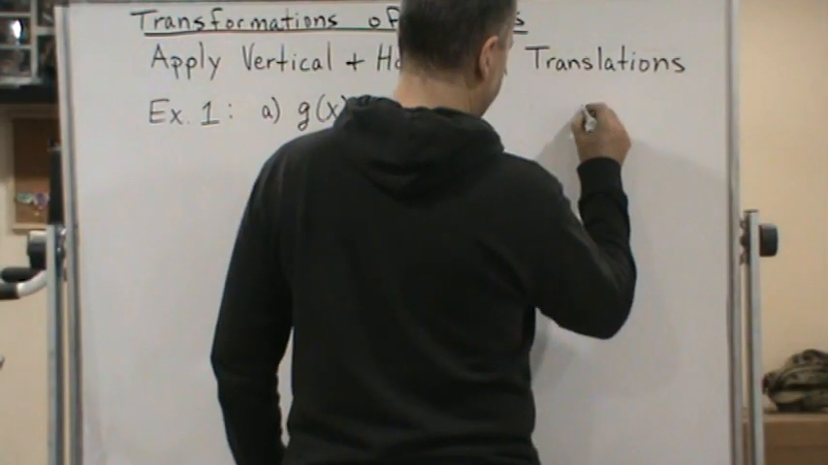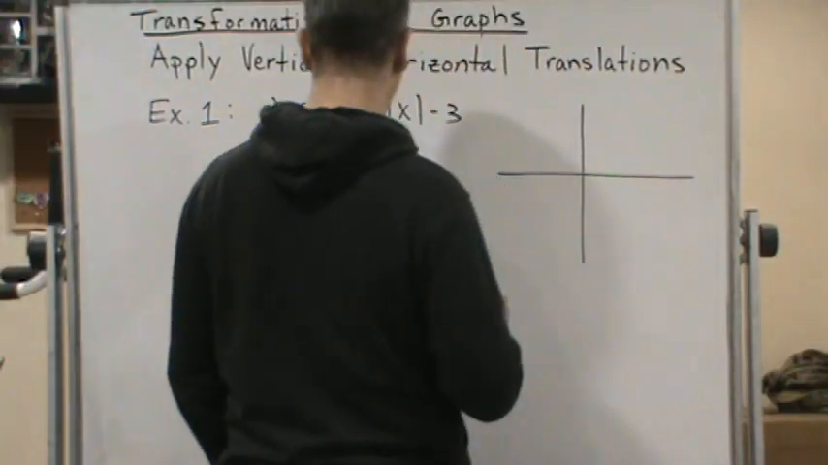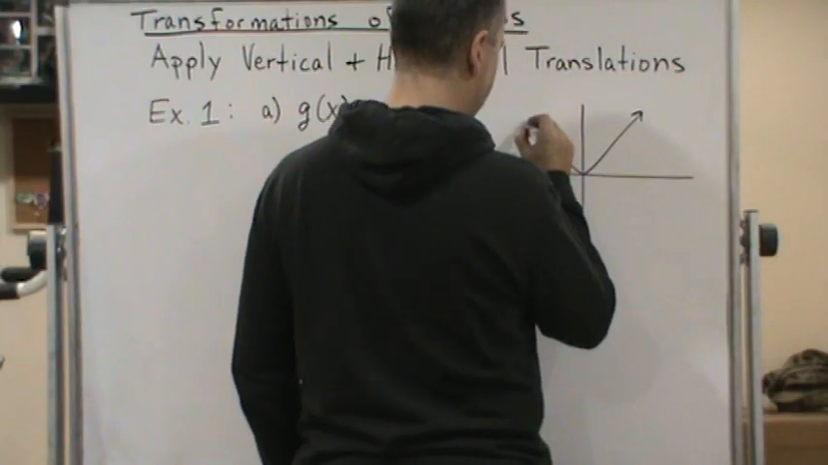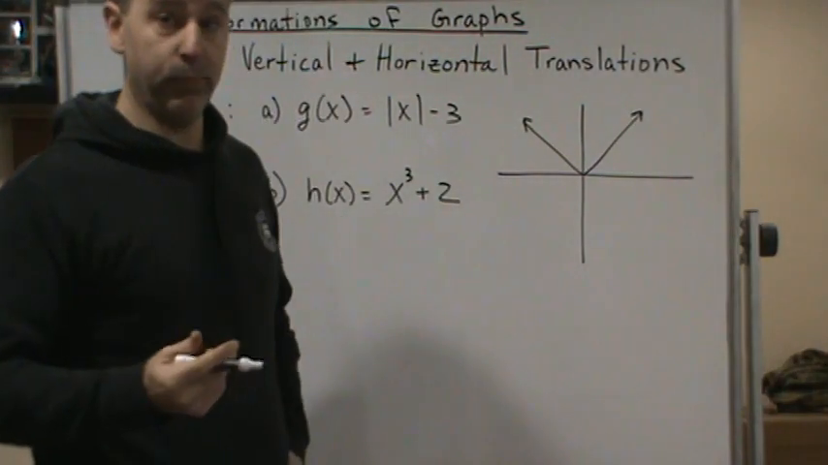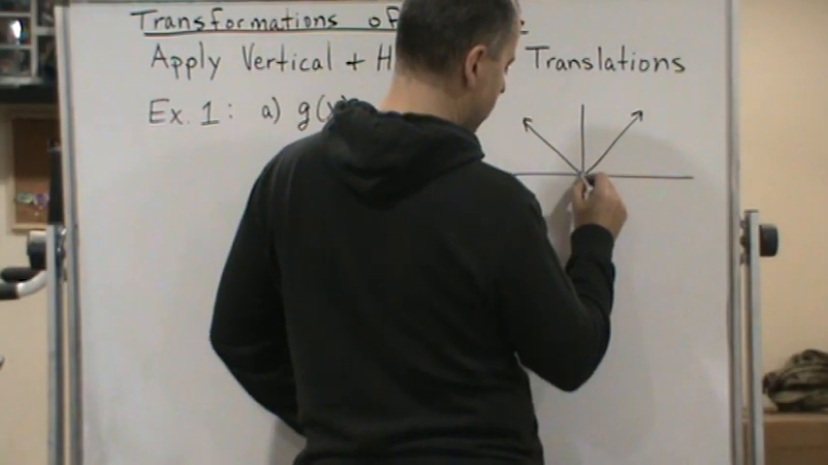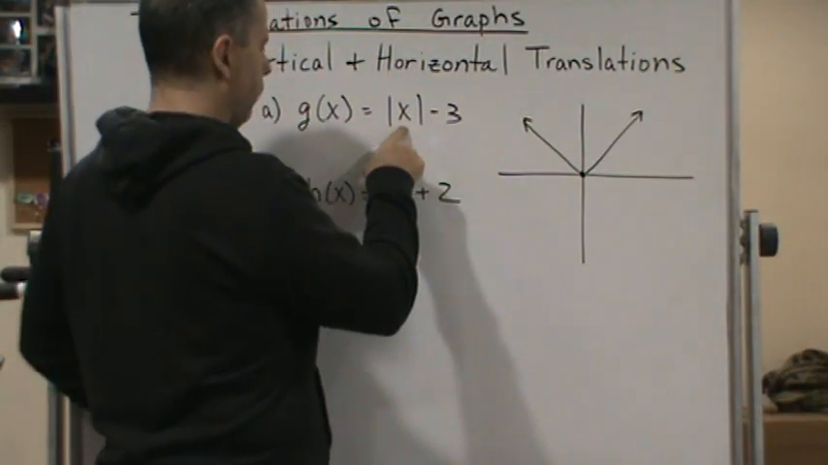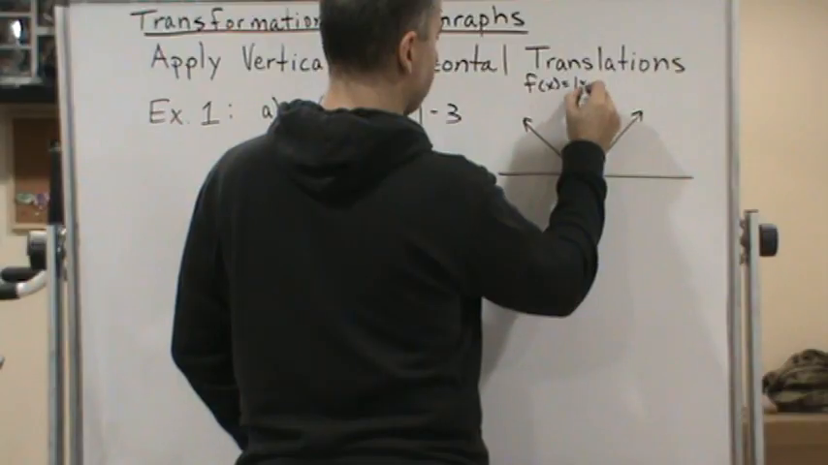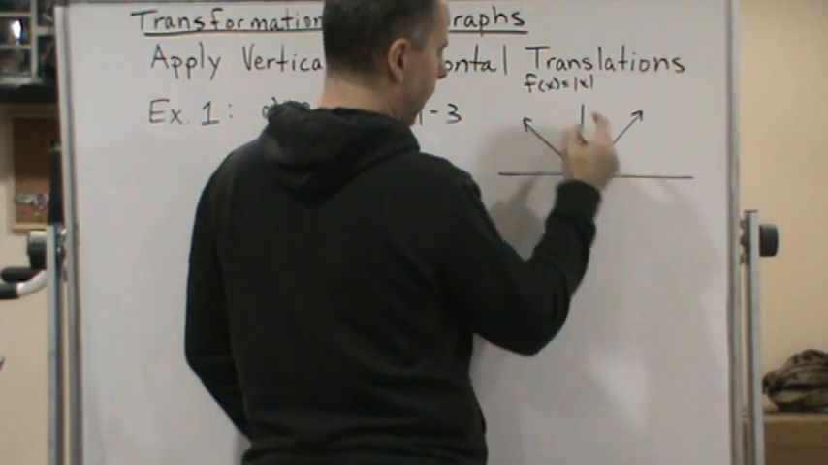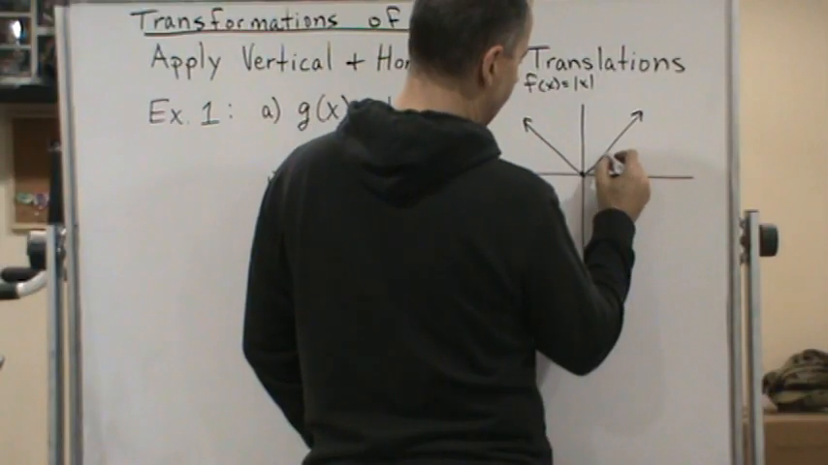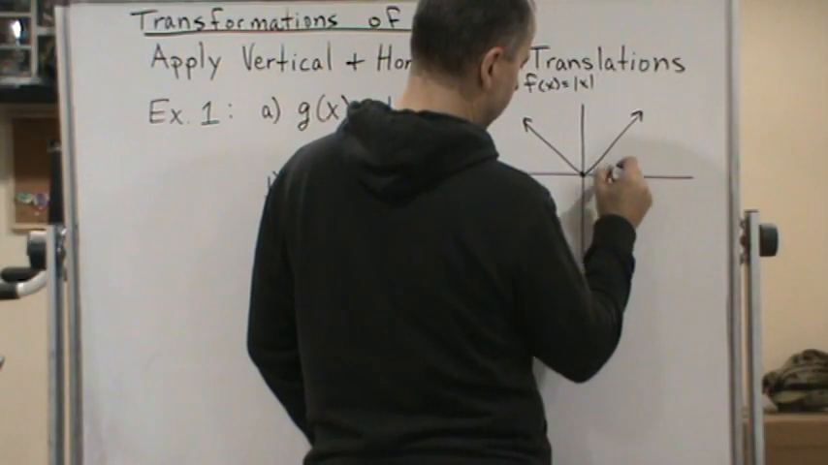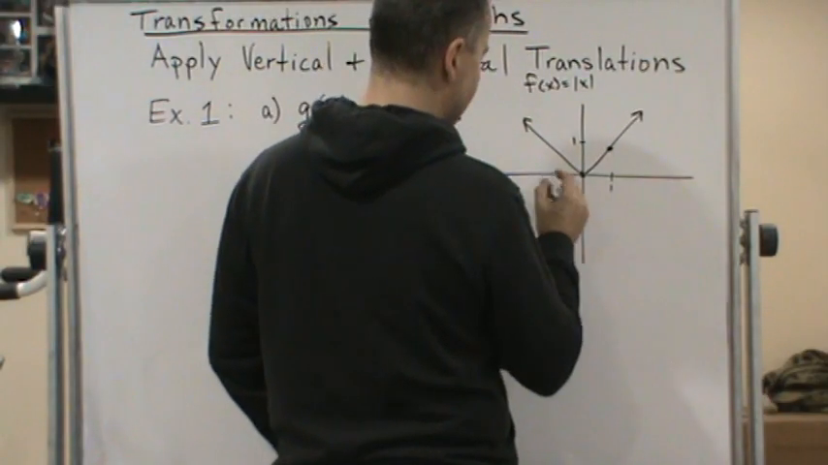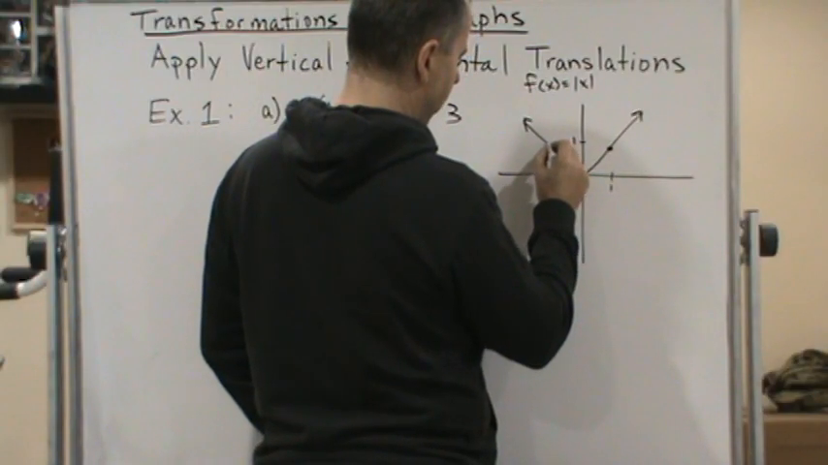So what I would do is let's graph the basic parent function, right? Absolute value of x. And let's just plot three of the points, right? So we know one of the points is at 0, 0. So this is f of x equal to the absolute value of x. When x is 0, y is 0. When x is 1, y is 1. So let's just plot a point here and here. All right? And then when x is negative 1, y is 1.